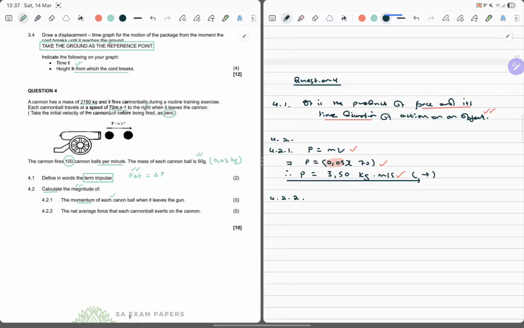4.2.2. Now it says the net average, hate that word, the resultant force that each cannonball, can you see we're just talking about one cannonball. Although they told us a lot that there's 100 of them per minute, we just want one, not the total, the sum total of all those ones. So all of that information was just unnecessary, I believe.